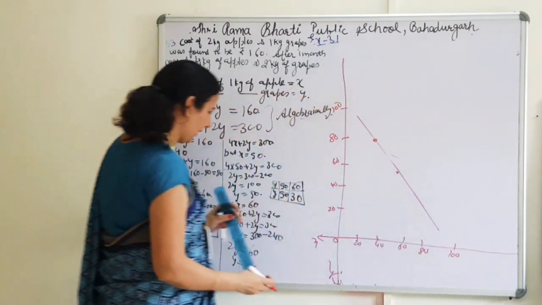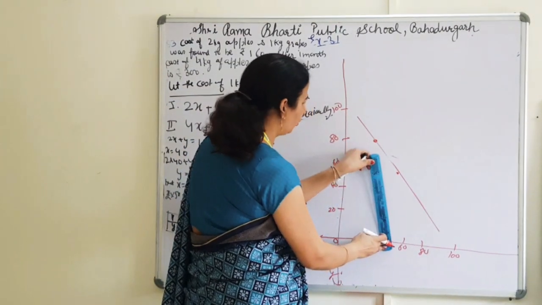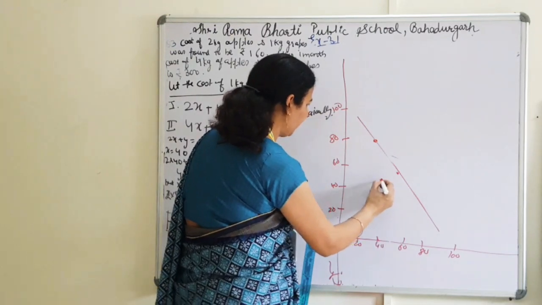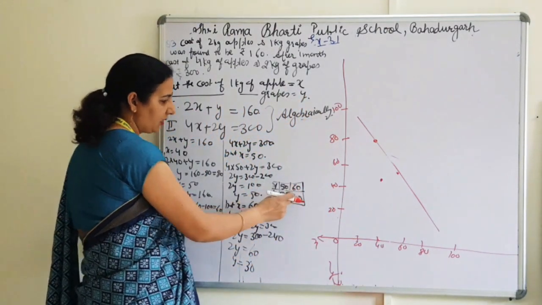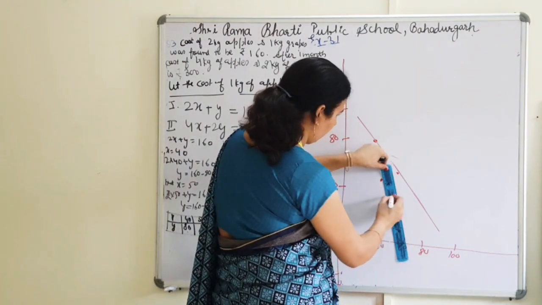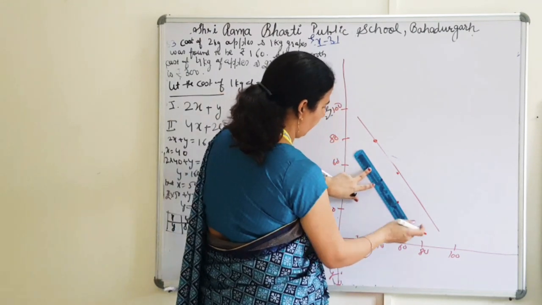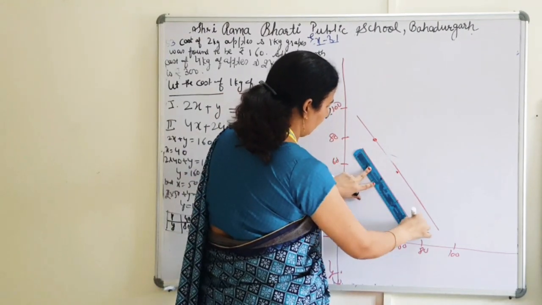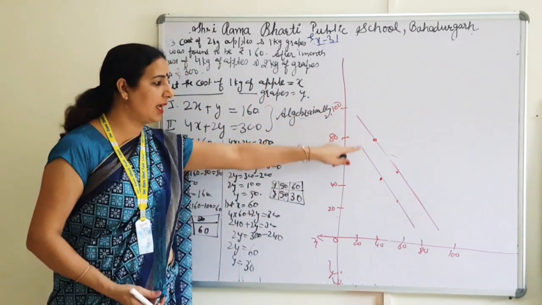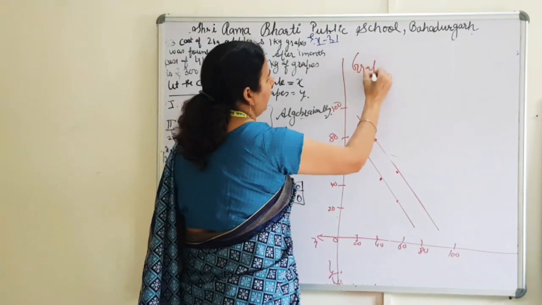After this, the second line. x is 50, y is also 50. Second point, x is 60, y is 30. Now join these 2 points. And this is the graphical representation of the second line, and you all are able to see that the lines are parallel lines.